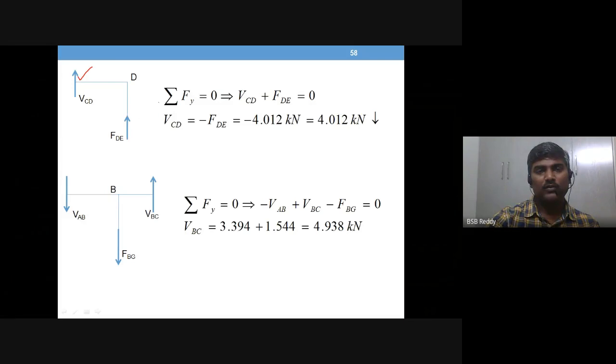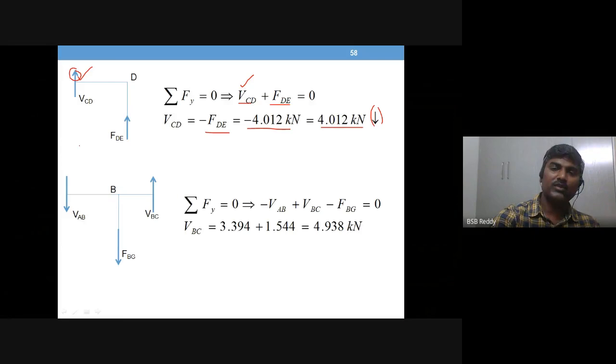Right, if you apply sigma F with upward direction positive, VCD plus FE is equal to 0, because it goes to the right hand side, minus FE. FE is already solved in step one. You substitute that one, so minus means your assumed direction here is not okay, it is going to be down. That's it.